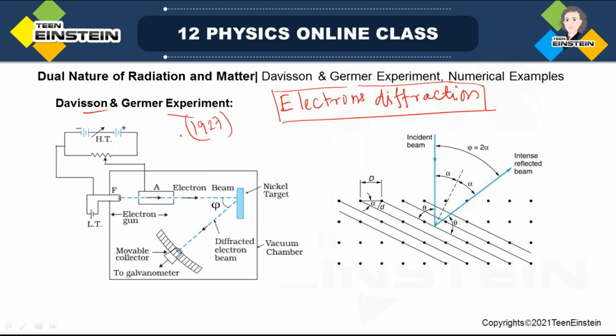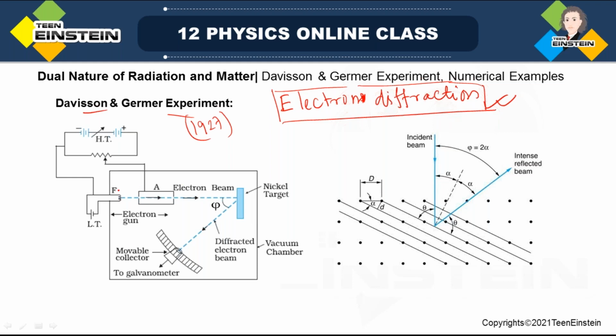See what Davison and Germer designed to evidence this electron diffraction experiment. They have taken one electron gun. You can see this is the shape of a gun, right? This is called electron gun. You can see it is already written over here. So this is called electron gun. What is this electron gun?